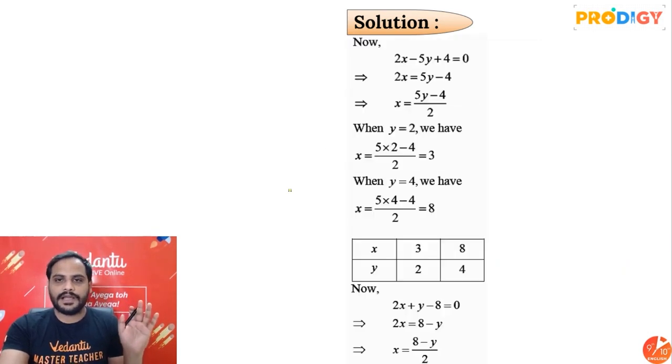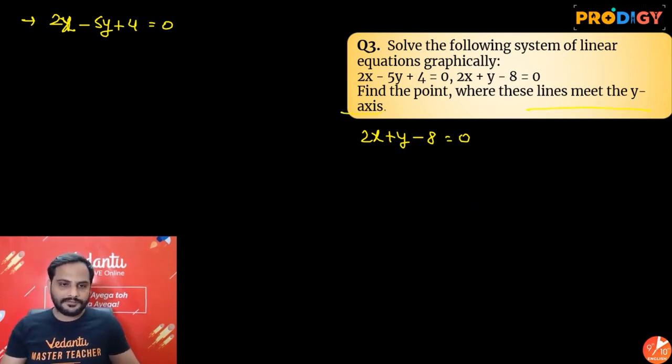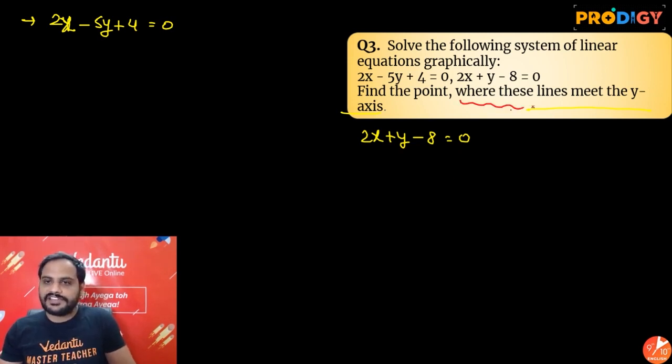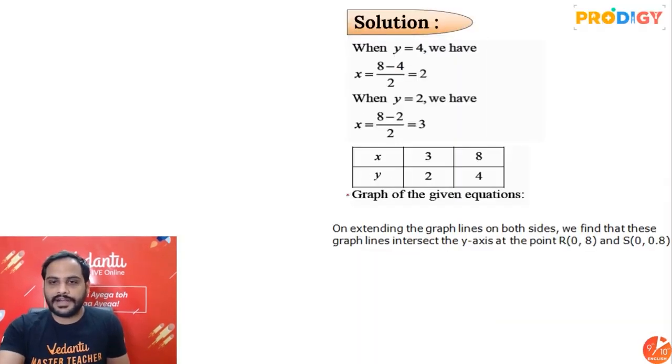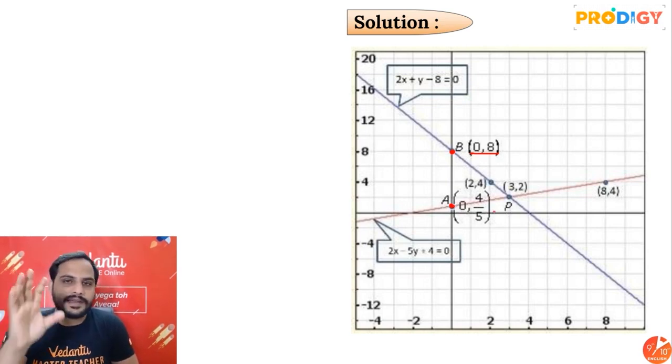Graph is very easy. Now look, one way to find out where these lines meet the y-axis is by looking at the graph. The other way is algebraically, how can we solve it? If I look at the graph, the first line 2x plus y minus 8 is intersecting the y-axis at 0 comma 8, and the second line, 2x minus 5y plus 4, is intersecting the y-axis at 0 comma 4 by 5. Alright, this is what we have done with the graph.